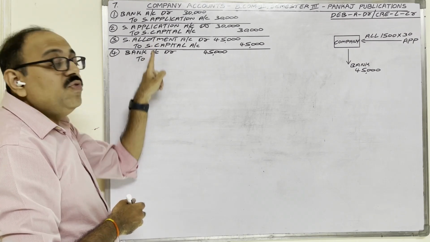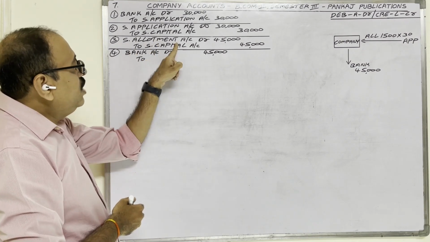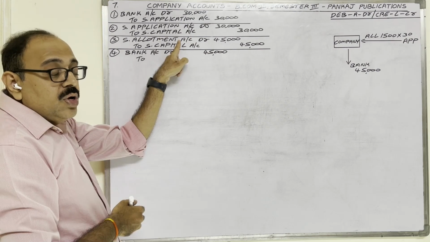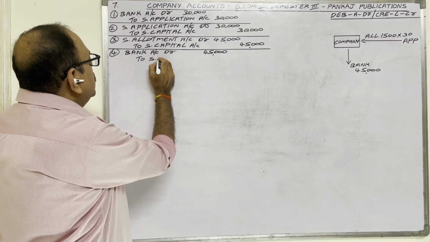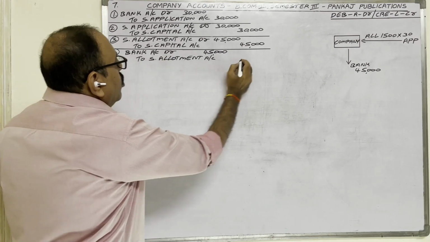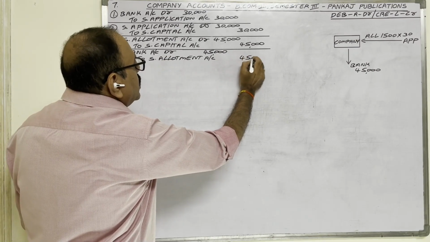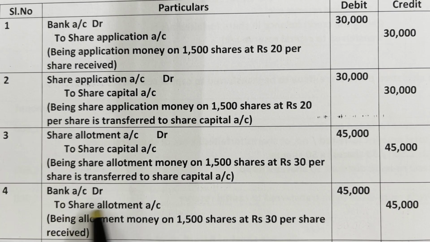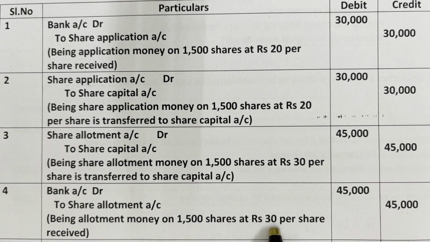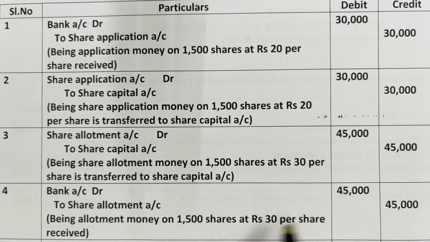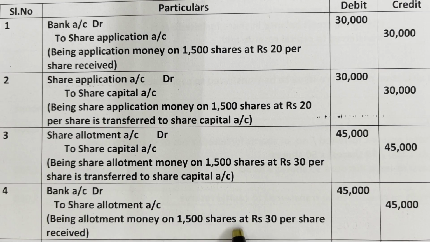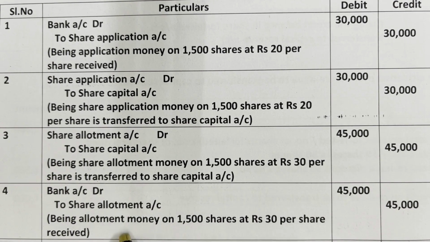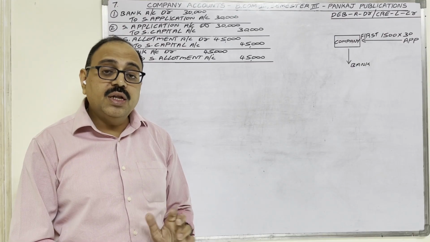This debtor account we have to cancel. By debiting, we created a debtor account. To cancel, we have to credit. Therefore, credit share allotment account. Amount same, 45,000 rupees. Fourth entry, bank account debit to share allotment account. Narration: on 1500 shares at the rate of 30 rupees each, 45,000 rupees came now, mention that. Being allotment money on 1500 shares at 30 rupees per share received. Allotment related entries are completed.